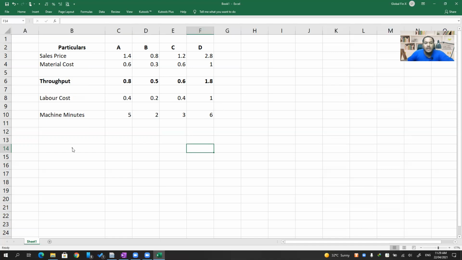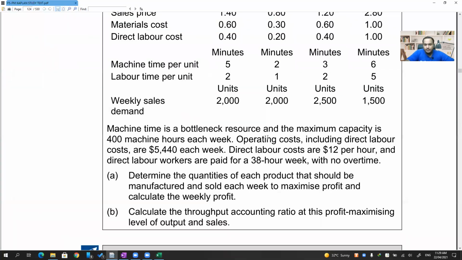Okay. So if you work on mission D for 6 minutes, it's going to give you a throughput of 1.8. But here, if you work 5 minutes, 0.8, 2 minutes, 0.5, 3 minutes, 0.6. So you need to understand it's not just throughput. You need to also check how many minutes it is taking to give that throughput. Please be careful regarding that.